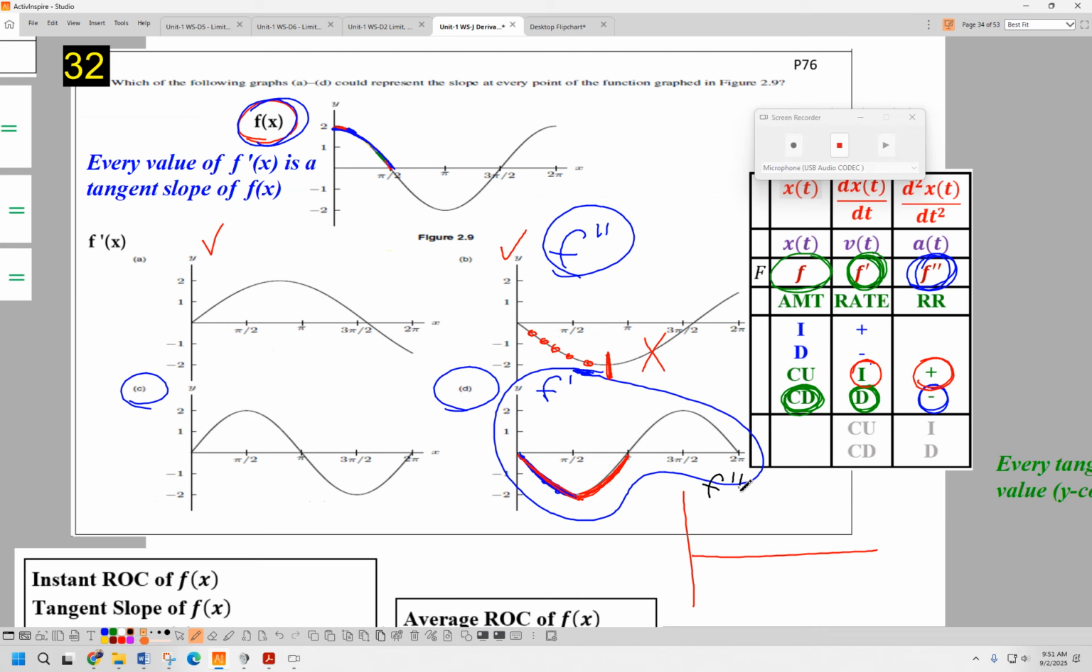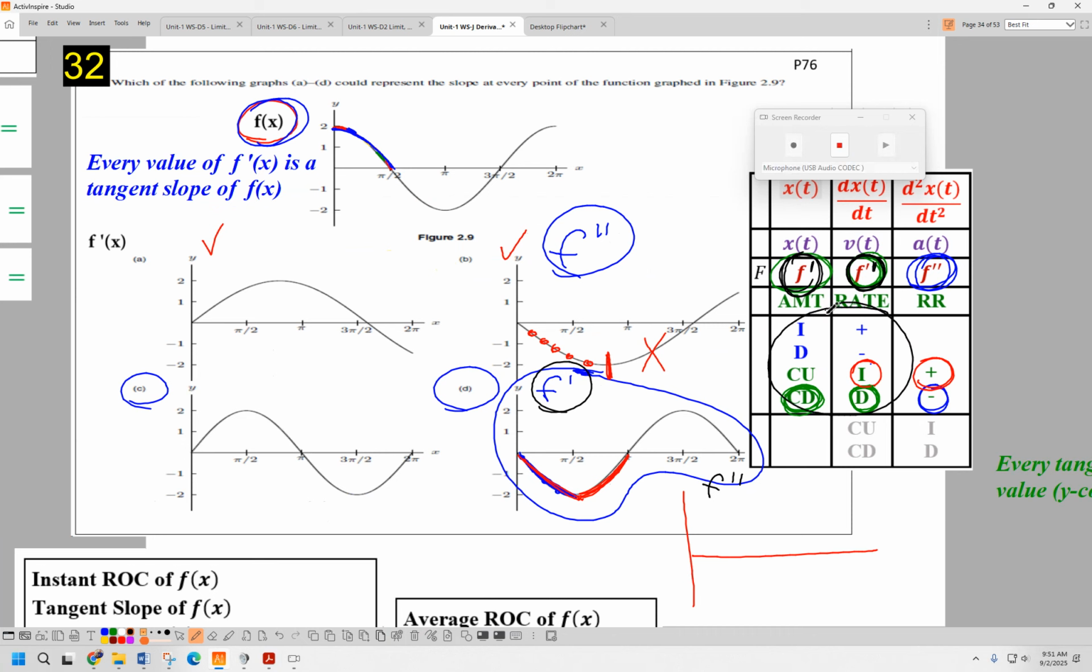But f prime decreasing means f double prime has to be negative. Maybe this would be a better way. Just think of this column as being f prime and this column as being f double prime because it works either way. Like f relates to f prime in exactly the same way that f prime relates to f double prime. So if I'm trying to look at an f prime graph and draw f double prime, this section of the chart works great.